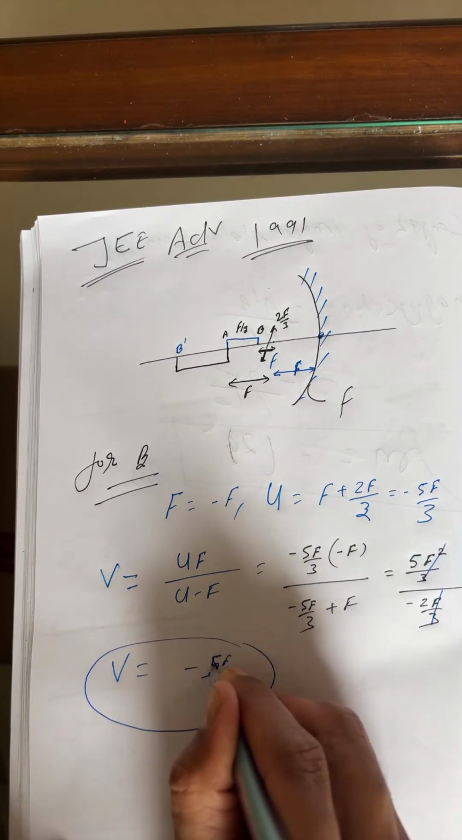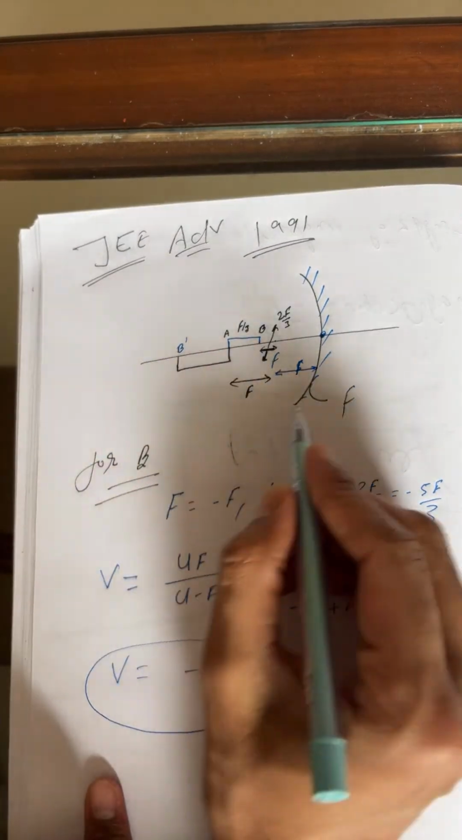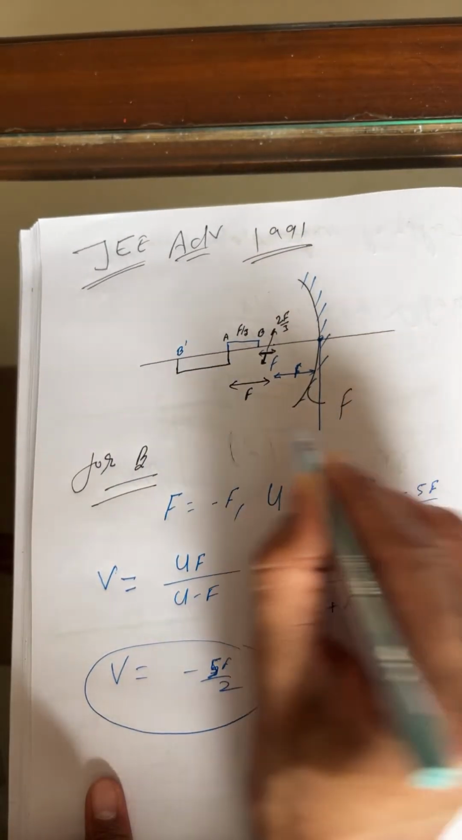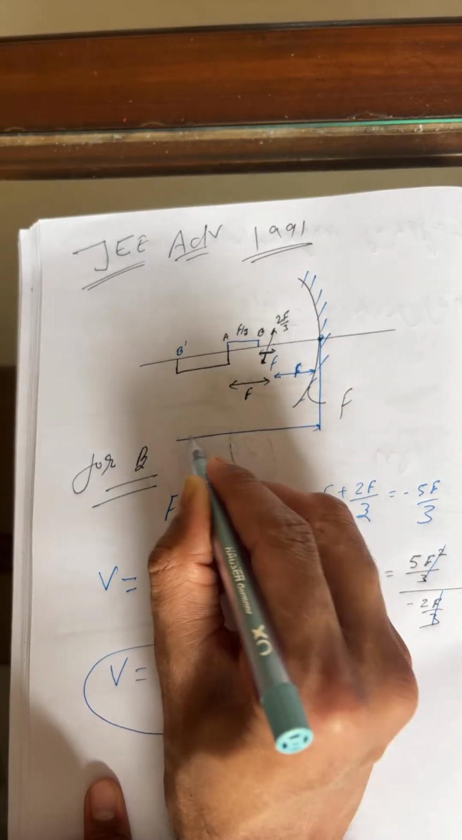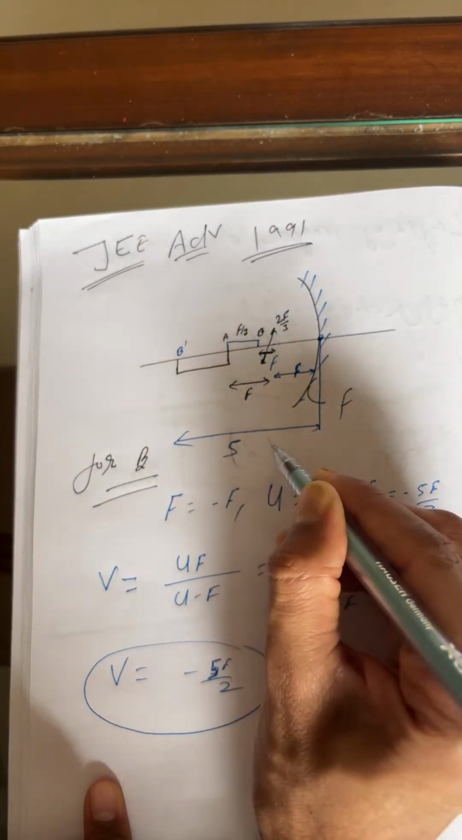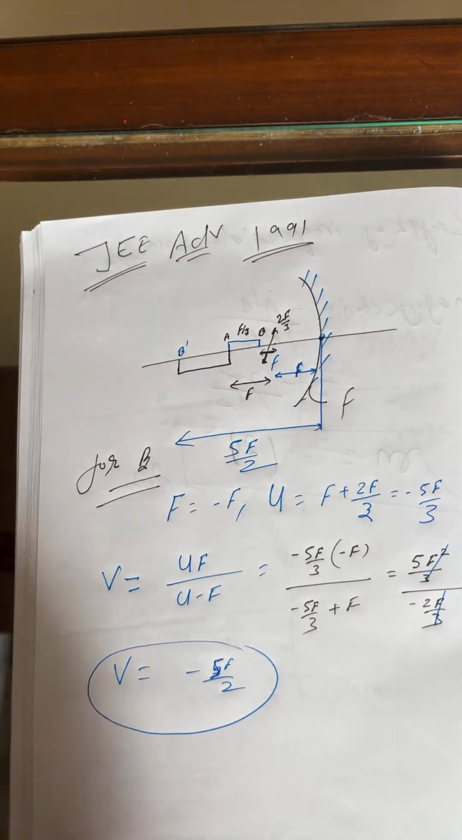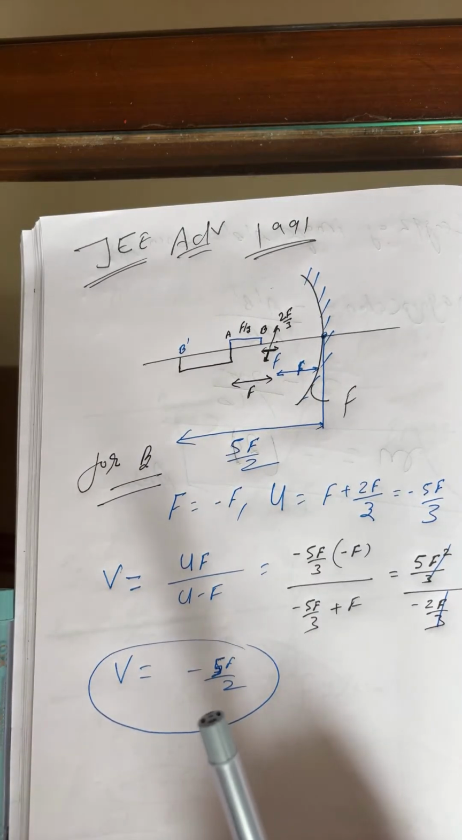This is minus 5f by 2. It's the image. So you can write, my dear, this distance from the pole of the mirror to B dash is 5f by 2. But the interesting point here is that we have to find the magnification.